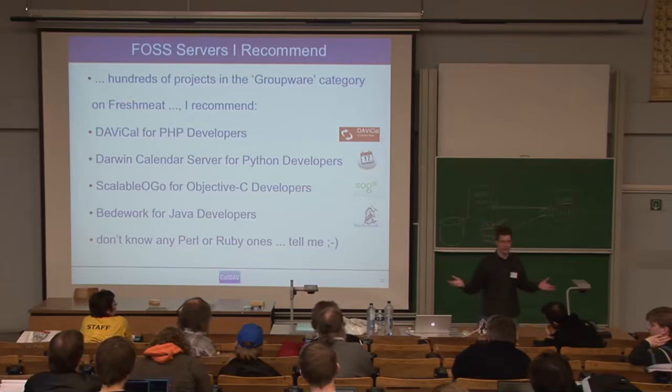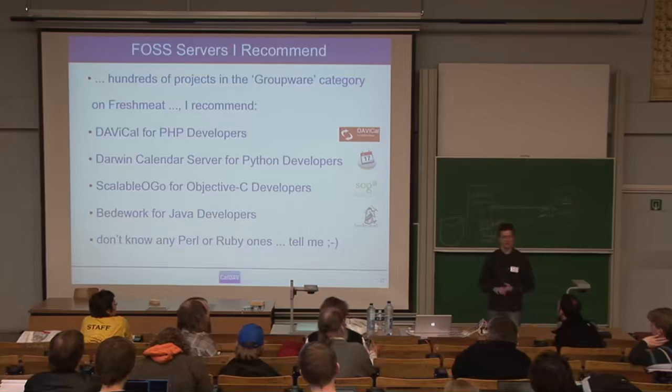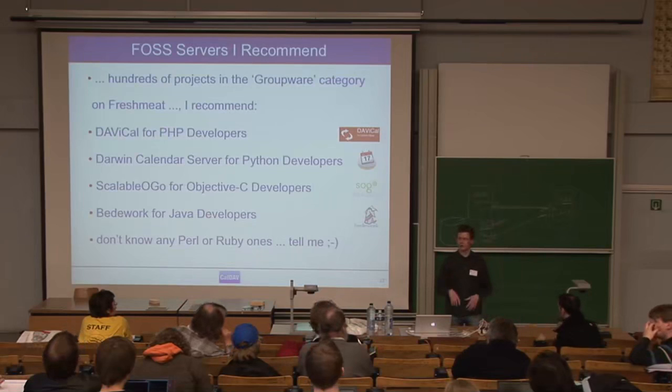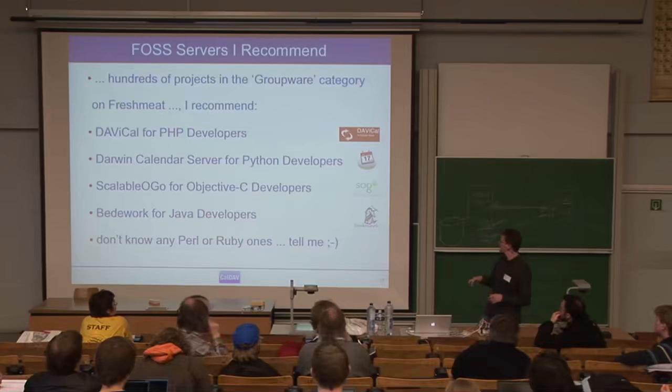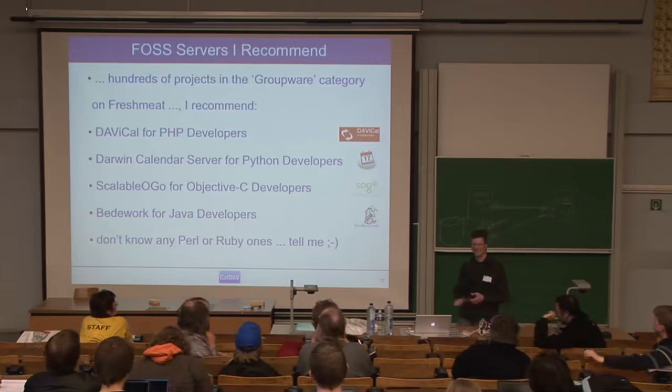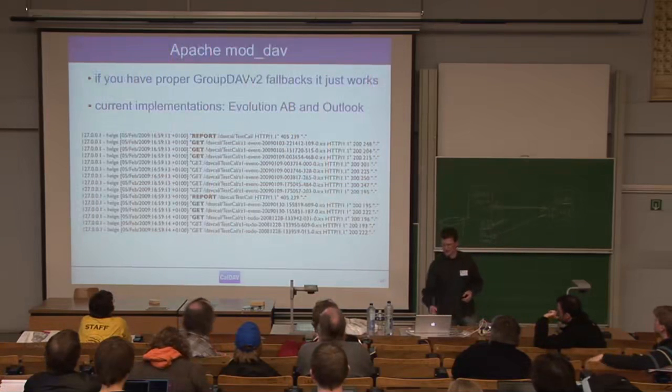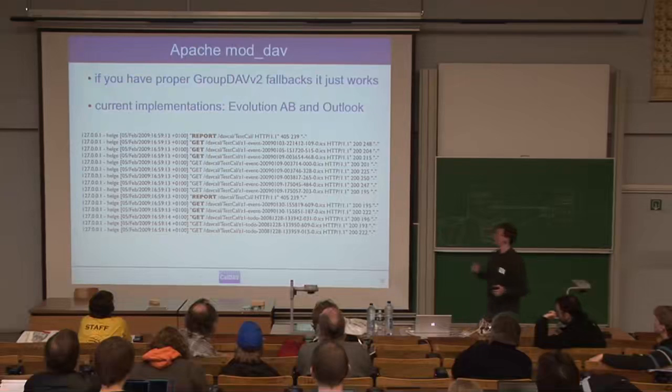And I would like to have that changed. Actually, if there are developers from the client projects, that's basically what I would like to see: that they can probably fall back to GroupDAV so that Apache is supported. Well, if someone knows the Perl or Ruby ones, tell me, write me an email. Well, as I said, I would suggest one of those servers.